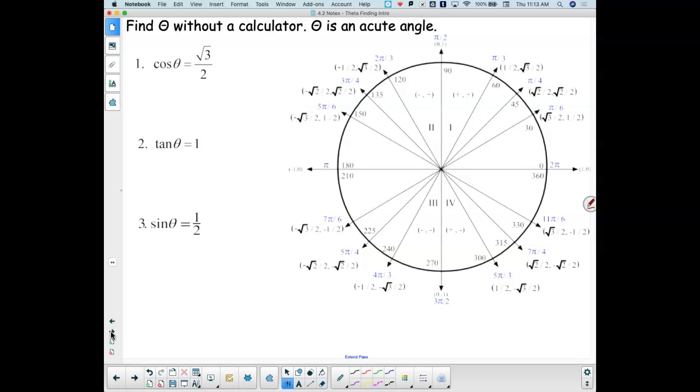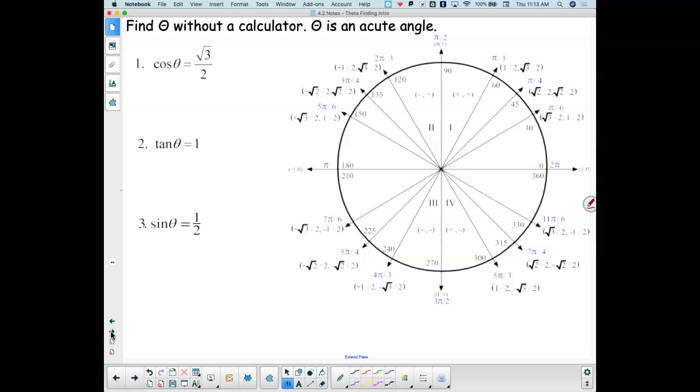What does that mean? Because there could be two values for it, so we're going to write down the acute value. Okay, so what does that mean? Less than 90. So where is that? Between 90 and 0.